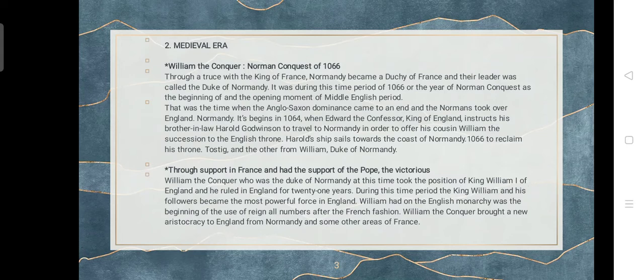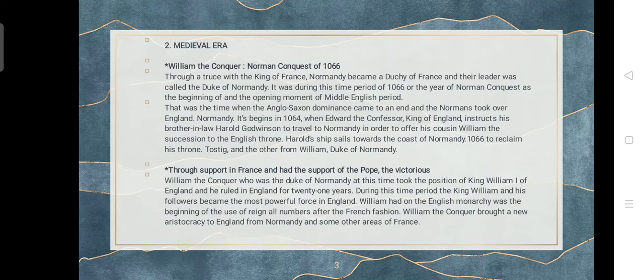Next, medieval era. William the Conqueror, Norman conquest of 1066, took a truce with the King of France. Normandy became a Duchy of France, and their leader was called the Duke of Normandy. It was during this time period of 1066, or the year of Norman conquest, as the beginning of and the opening moment of the Middle English period. That was the time when the Anglo-Saxon dominance came to an end and the Normans took over England.